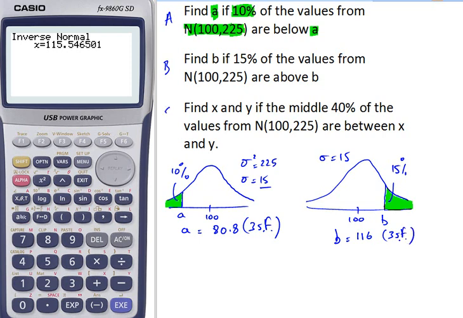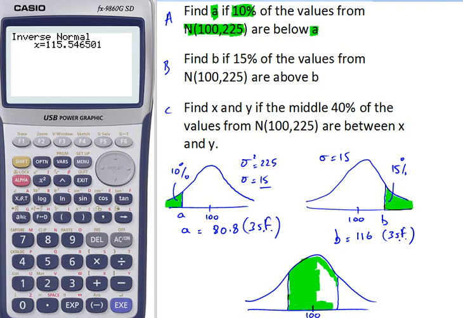Good. Okay, the last example. C, fairly obvious one now. We're going to look at the middle. The middle 40%. Now, the middle 40% indicates that it will be the central bit balanced around the mean. So in other words, you're going to have 20% below, 20% above. So you're looking at this section here, and that's the area which is 40%. The question requires you to find out what the values would be at the boundary of this area.